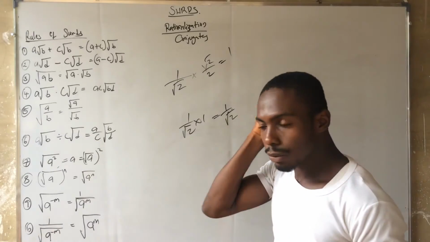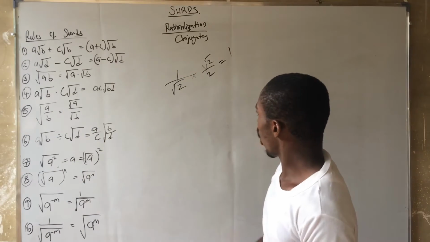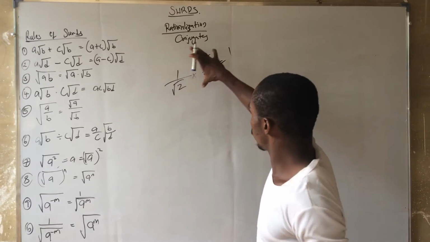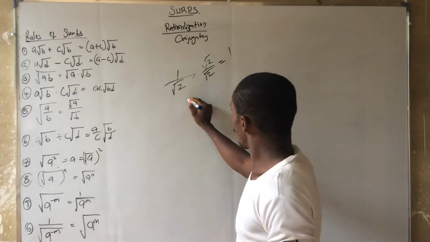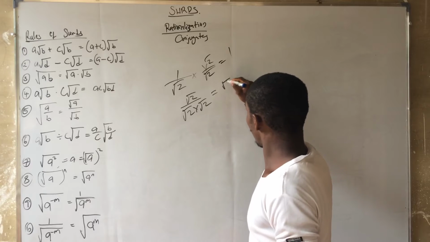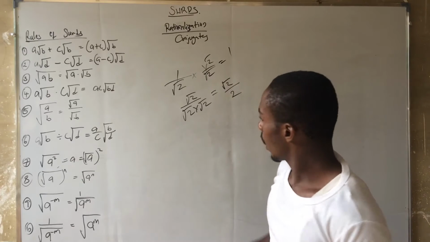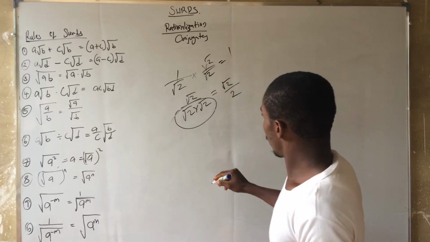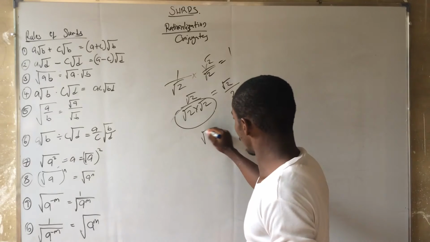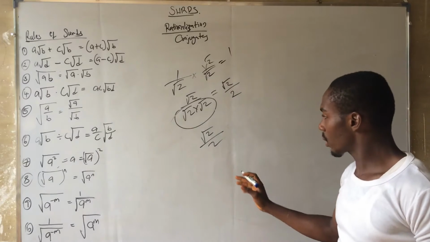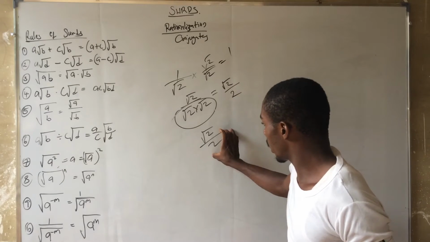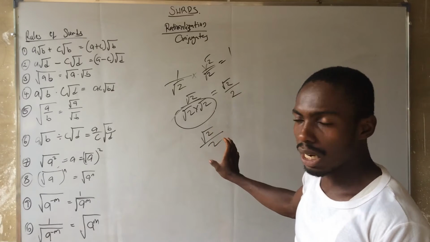So now I will technically call my 1 to be root 2 over root 2. I have not changed anything. When I multiply 1 over root 2 with this, I'm going to have root 2 over root 2 times root 2, and when this multiplies, I'll get 2. So that's why I have root 2 over 2. Now looking at this, it is more rational, because the denominator here is radical free.